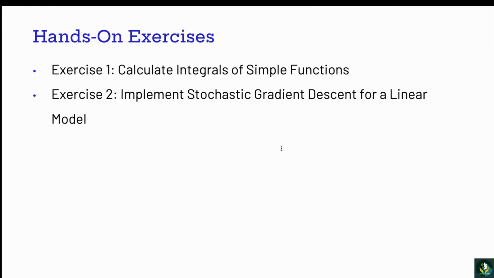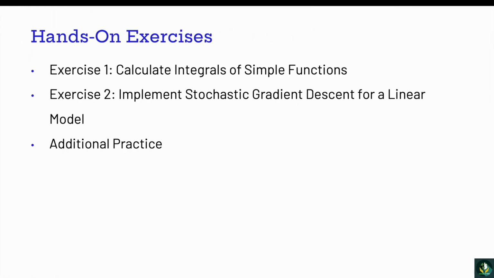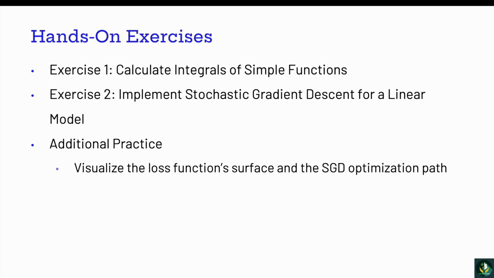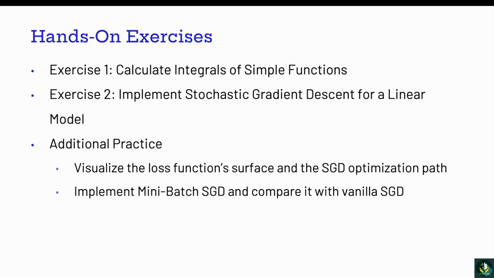Now, if you want to do some additional work, you can go ahead and visualize the loss function's surface and the SGD optimization path. Also try to implement a mini batch SGD and compare it with the vanilla SGD. And finally, use Adam optimizer for a more complex data set. We'll be doing some of these in our machine learning videos in the future, but try it out and let me know how it goes. If you have any issues or problems, let me know.